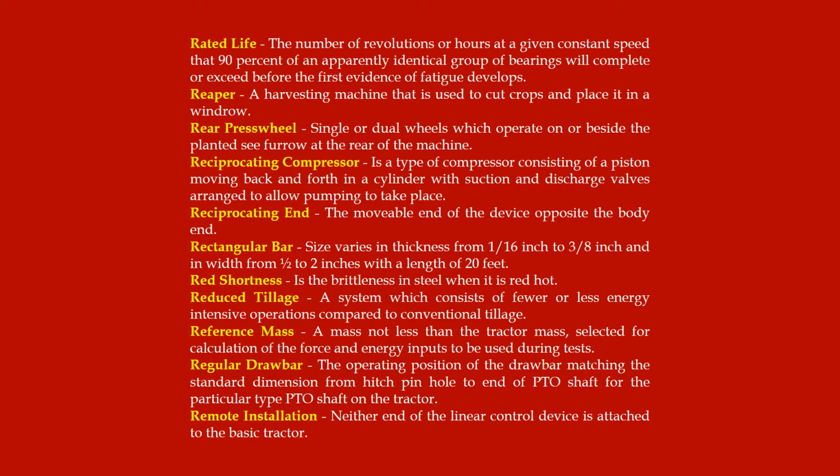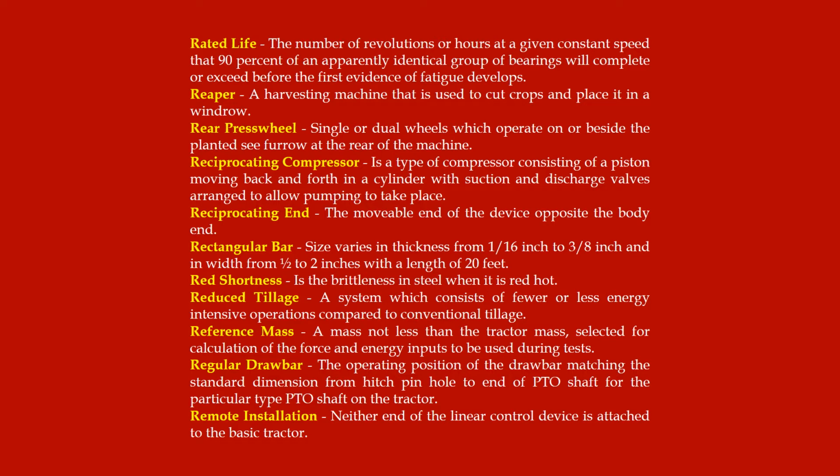Reaper: a harvesting machine that is used to cut crops and place it in a windrow. Rear press wheel: single or dual wheels which operate on or beside the planted furrow at the rear of the machine. Reciprocating compressor: a type of compressor consisting of a piston moving back and forth in a cylinder with suction and discharge valves arranged to allow pumping to take place. Reciprocating end: the movable end of the device opposite the body end.